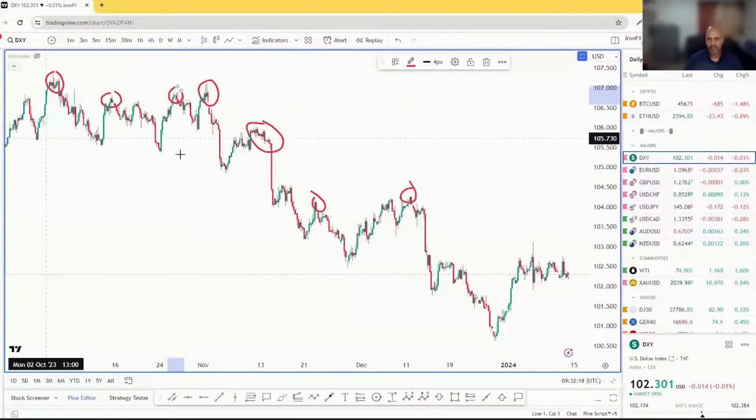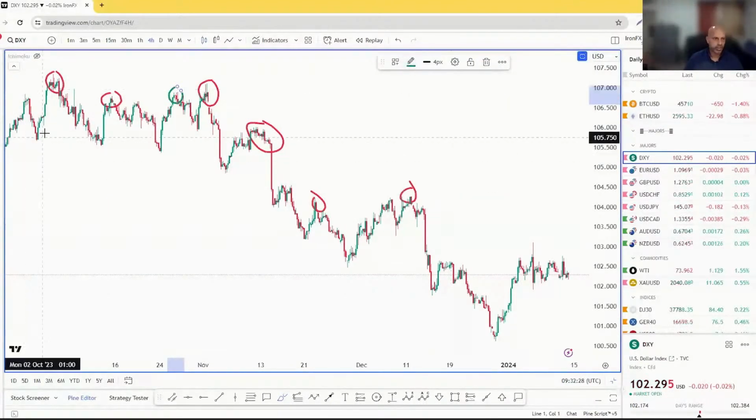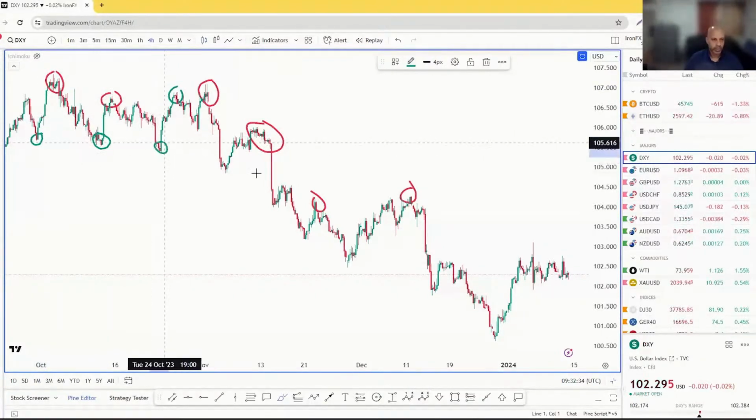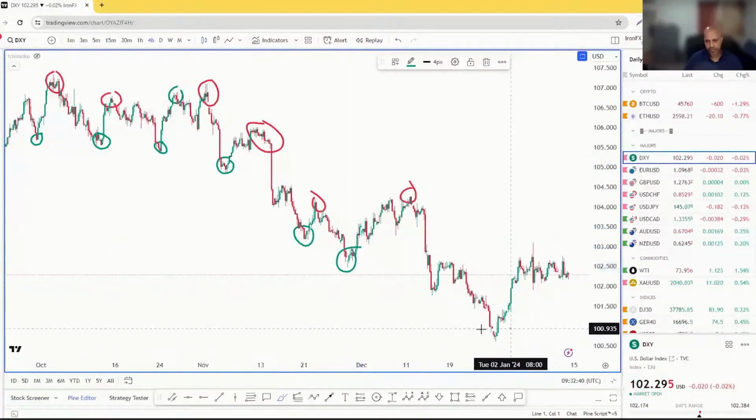So the red circles are highlighting the significant swing highs in red. And now I'm going to highlight the significant swing lows in green. So you can see here, this is a significant swing low. This is another swing low here as well. Here, here, here, and of course here, right?